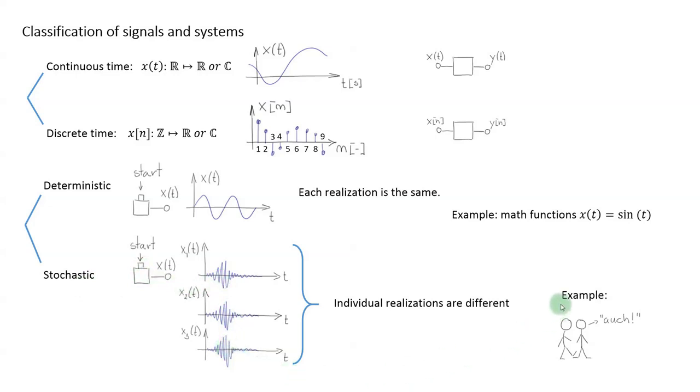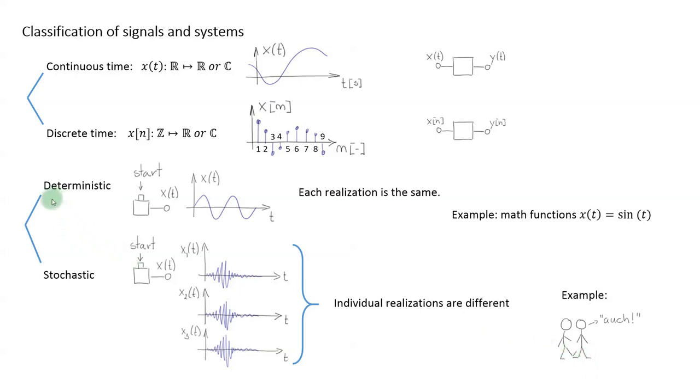A real-world example of a stochastic system is you when I step on your foot. Each time I step on your foot, which is equivalent of pressing the start button, you will generate an ouch sound. But you will never say the same ouch twice. So each time I step on your foot, you will generate a slightly different signal. Thus, you are a stochastic system.